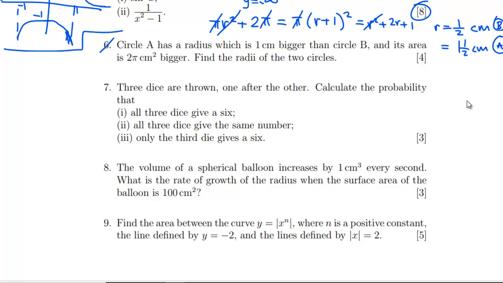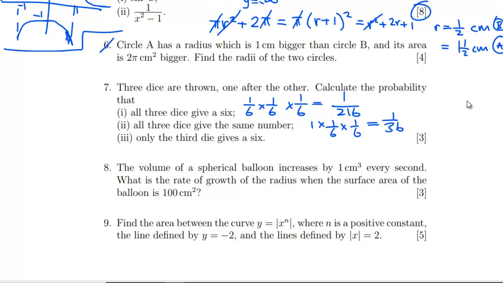Part 7, 3 dice are thrown one after the other. Calculate the probability that all 3 dice give us 6. So that is going to be a 6 times a 6 times a 6, which is, what was it, 36 times 6, 216. All 3 dice give the same number. So we can have any number multiplied by the same number multiplied by the same number.